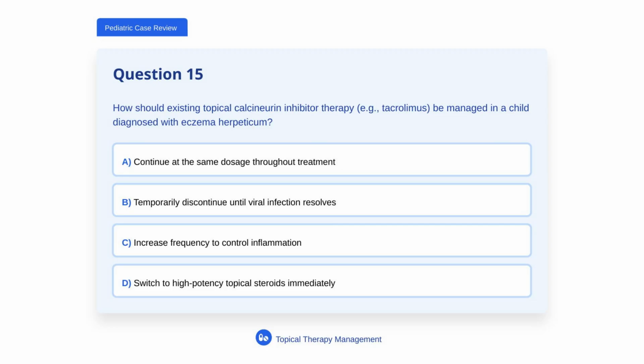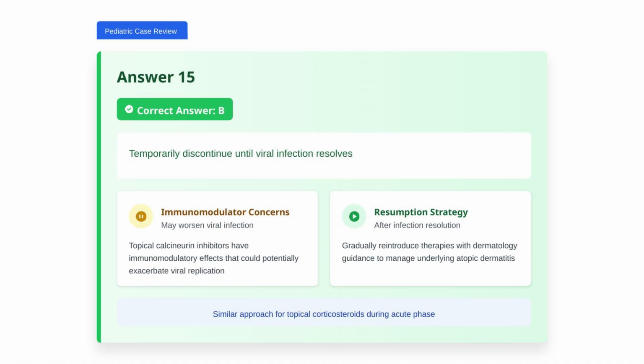How should existing topical calcineurin inhibitor therapy, such as tacrolimus, be managed in a child diagnosed with eczema herpeticum? Should you continue at the same dosage throughout treatment? Temporarily discontinue until viral infection resolves? Increase frequency to control inflammation? Or switch to high-potency topical steroids immediately? The correct answer is B.